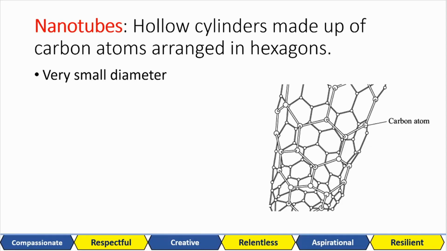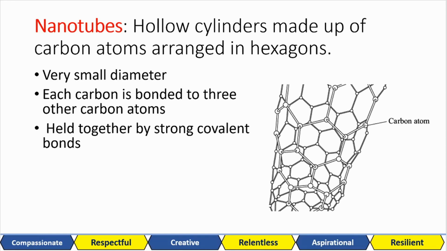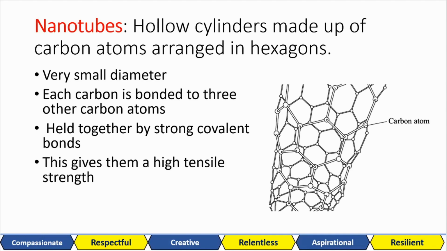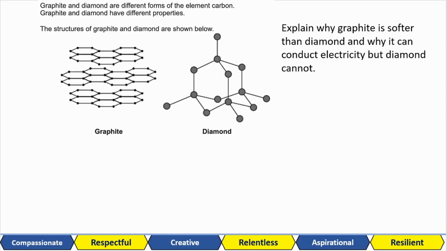They have a small diameter, and like graphite and graphene, the carbons are bonded to 3 other carbon atoms, and these are by strong covalent bonds. This gives them that high tensile strength that I was talking about, so they don't break easily. And finally, they have that one delocalized electron that allows them to conduct electricity. Cool. We have this question now.